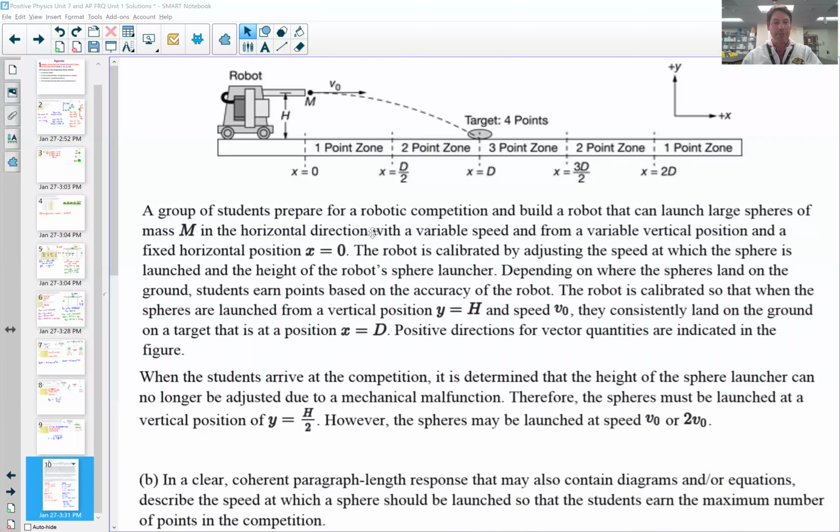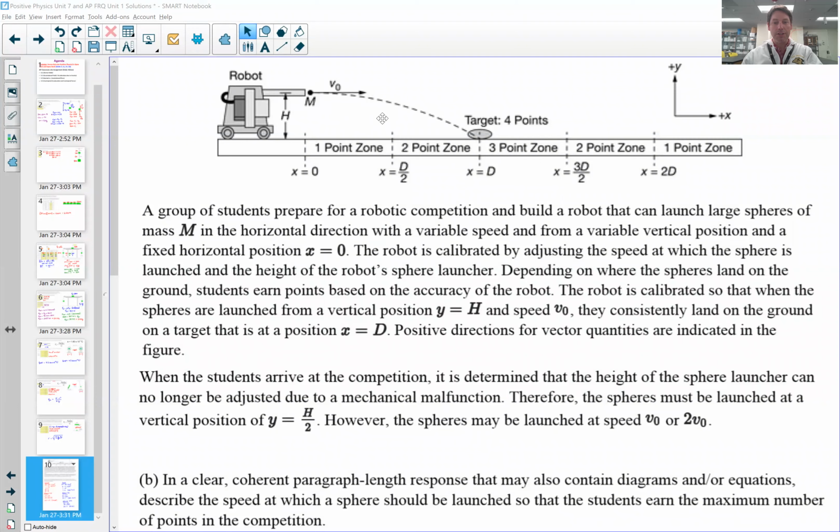Hello, AP Physics students. I'm going to explain the math behind the AP Review FRQ that we practiced in class this week. So if you'd like to know how you can prove mathematically what you needed to conclude in your paragraph length response, follow along with me. So here is the question. Hopefully you can see this shared on the screen now.